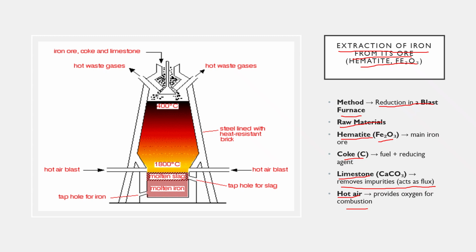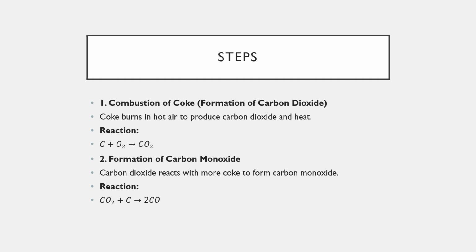Here is the setup. This is the blast furnace. This is the source of hot air, and here is the outlet for hot waste gases. Here we can put the molten slag. Here is the ore of iron, hematite, and it changes into a pure form of molten iron at the bottom. Now we can discuss step by step how this process occurs.